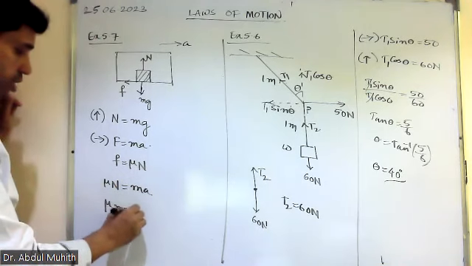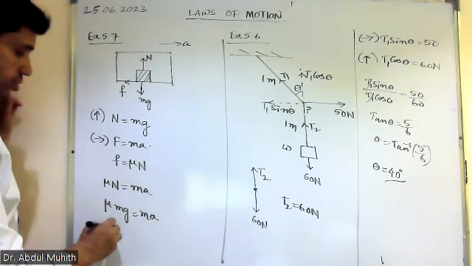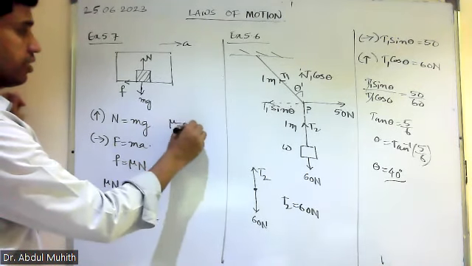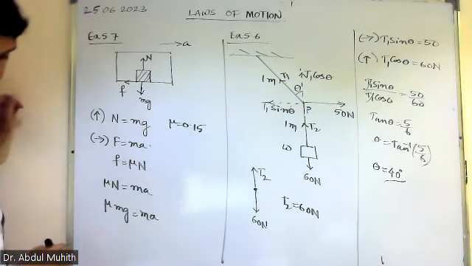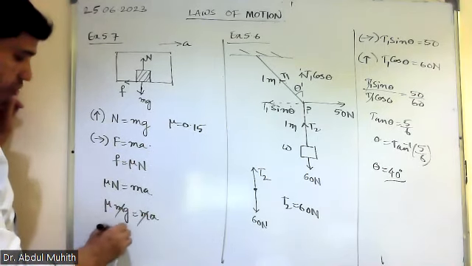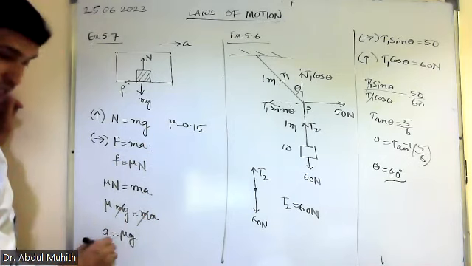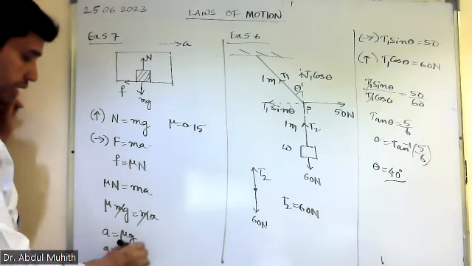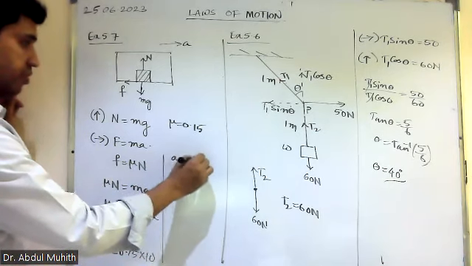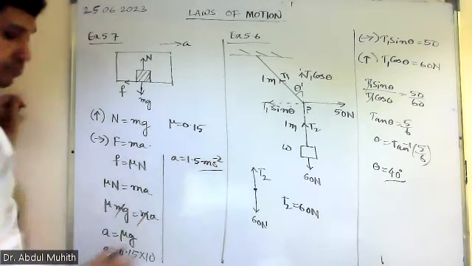So mu times of n, which is mg, equal to ma. He has given the coefficient of static friction, mu equal to 0.15, and m will go away. A equal to mu times of g. A equal to 0.15 into 10. So A equal to 1.5 meters per second square. Clear?